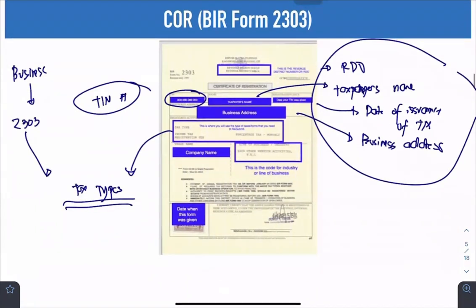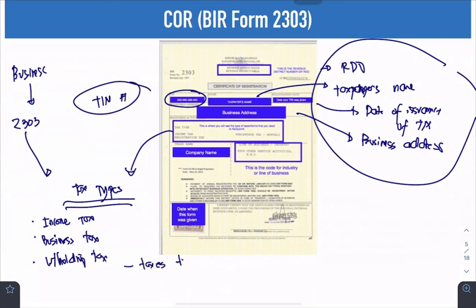And what are the normal tax types? So we have your income tax. We also have your business tax. And then we have your withholding tax. So what are these tax types? These are the different taxes the taxpayer is required to file and pay.